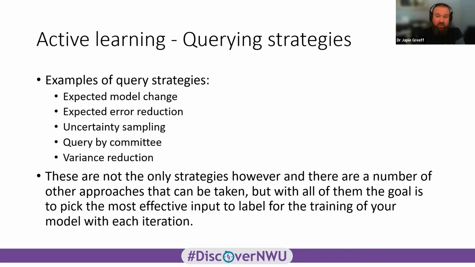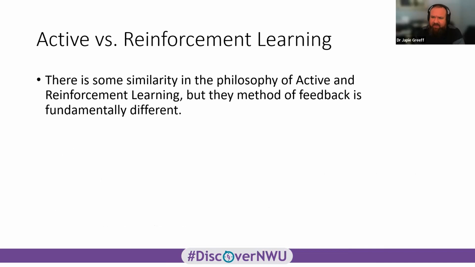There are lots of approaches that can be taken, but the goal for each of them is to pick the most effective input to label for your training model in each iteration to get to that idealized predictor function. Now, something that someone actually mentioned last week, and I thought I would just talk on it, is that there is a difference between active learning and reinforcement learning, but there is some similarity in the philosophy of what they use. It's just that the method of feedback is fundamentally different.